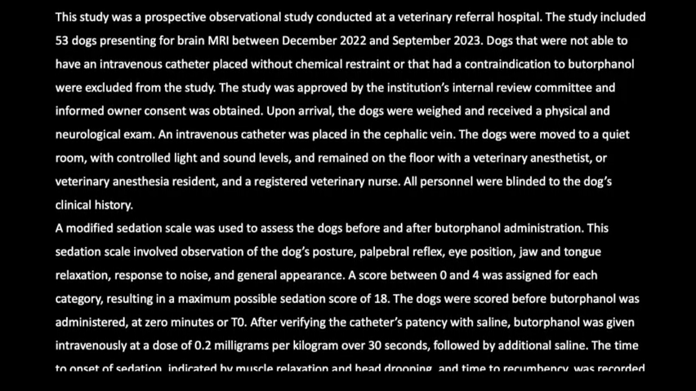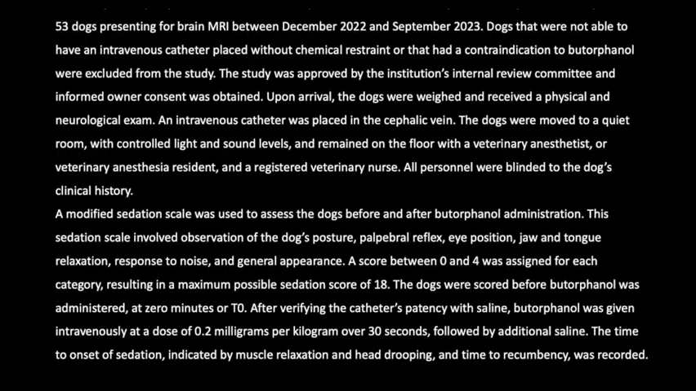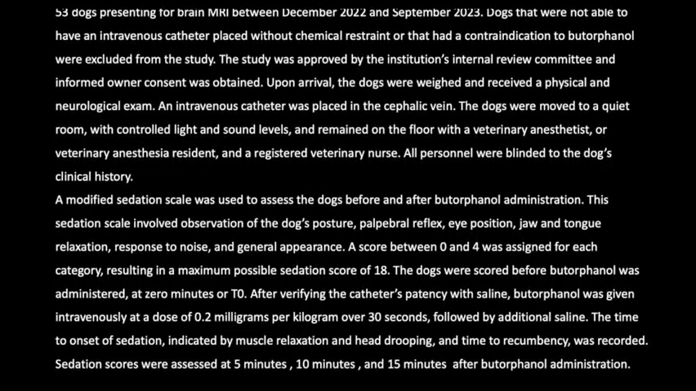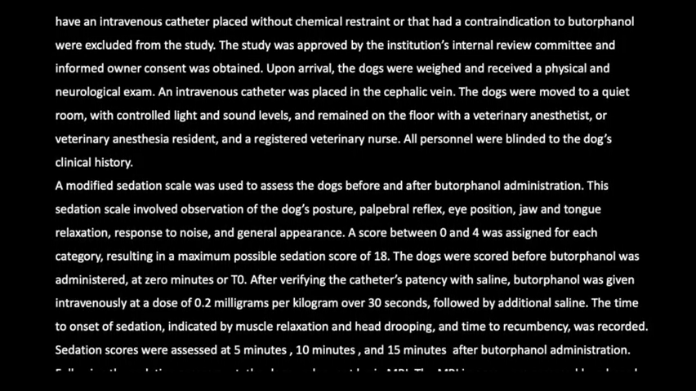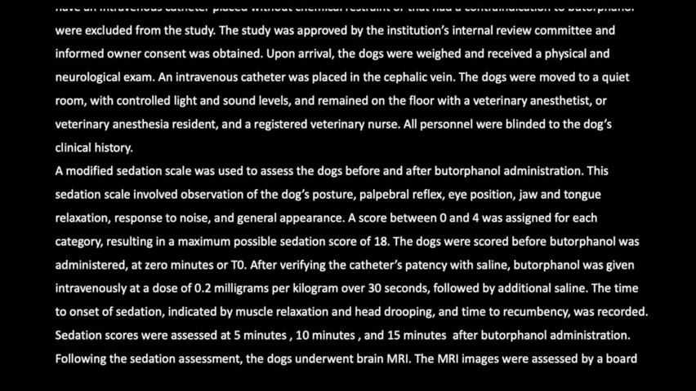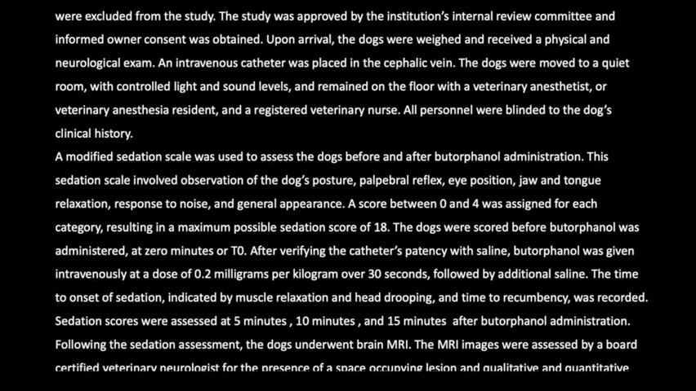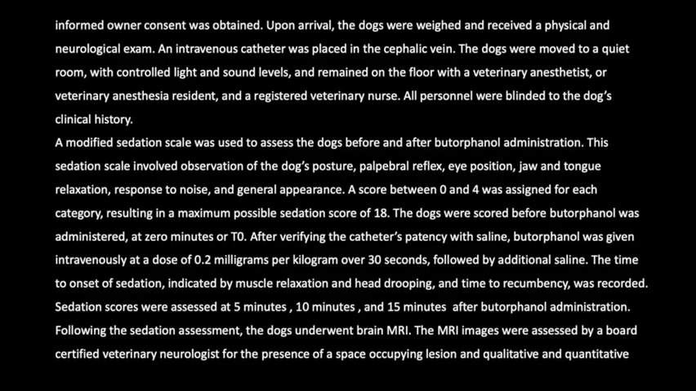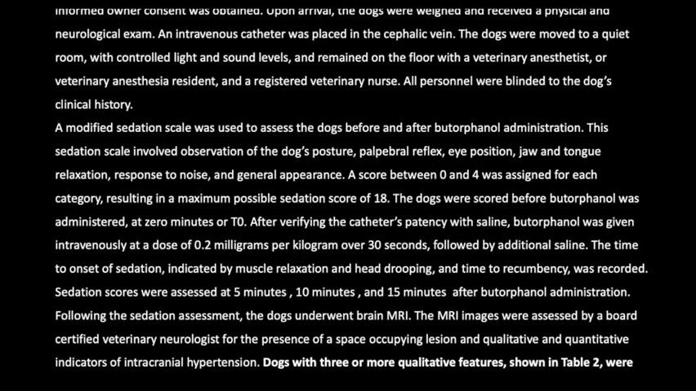A modified sedation scale was used to assess the dogs before and after butorphanol administration. This sedation scale involved observation of the dog's posture, palpebral reflex, eye position, jaw and tongue relaxation, response to noise, and general appearance. A score between 0 and 4 was assigned for each category, resulting in a maximum possible sedation score of 18. The dogs were scored before butorphanol was administered, at 0 minutes or T0.